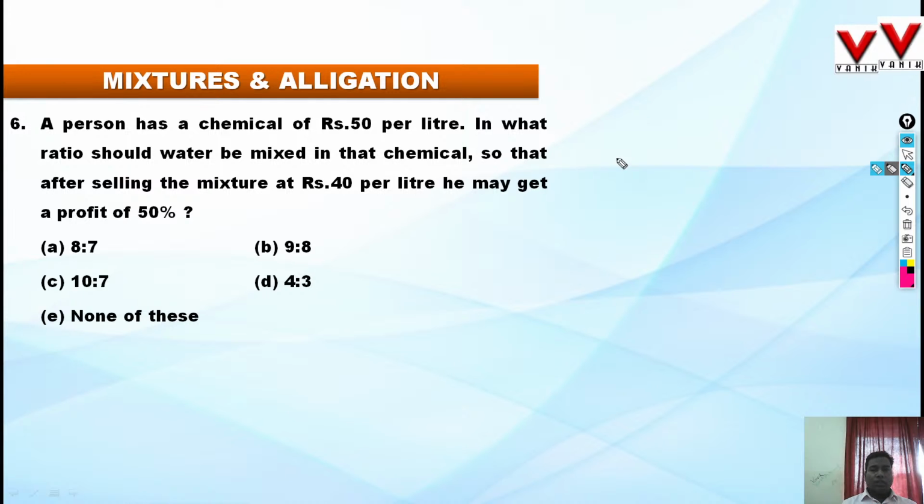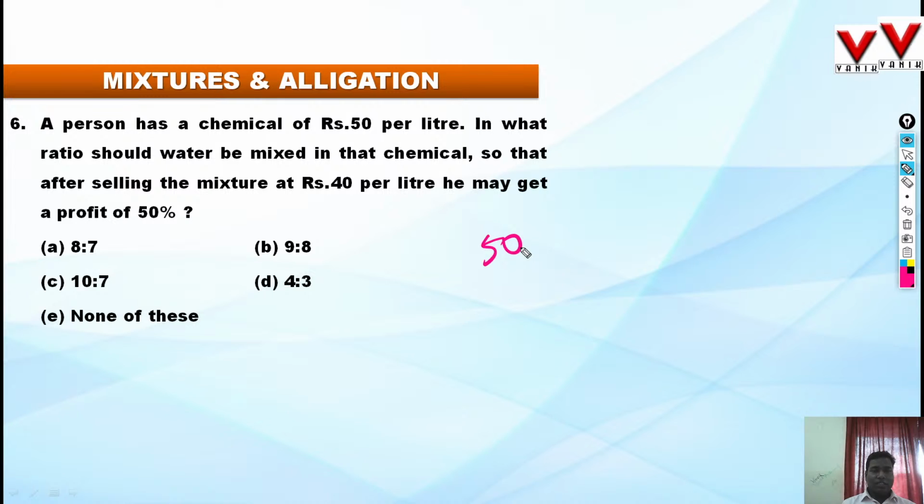Come to question number 6. The basic concept helps to solve the question. Question number 6. A person has a chemical of 50 rupees per litre. In what ratio should water be mixed in that chemical, so that after selling the mixture at 40 rupees per litre, he may get a profit of 50%.